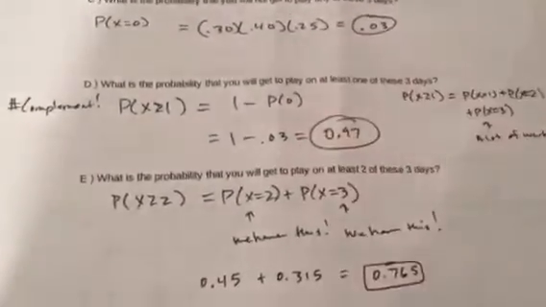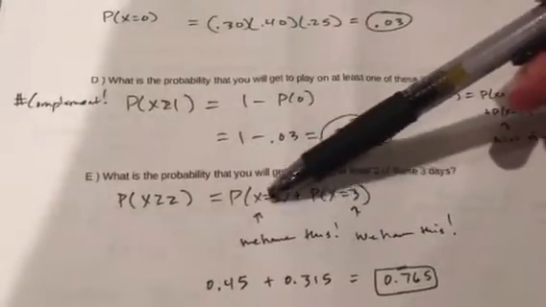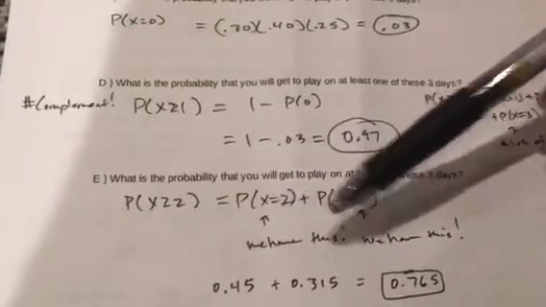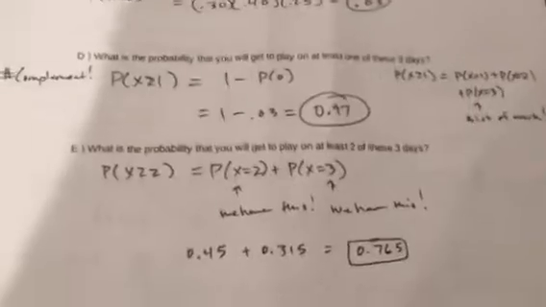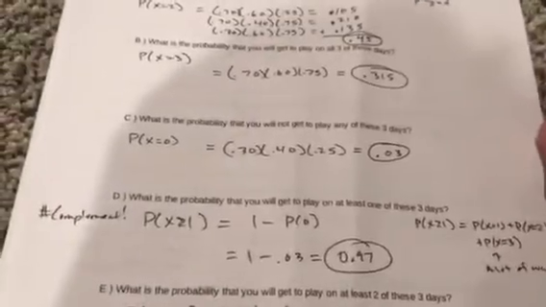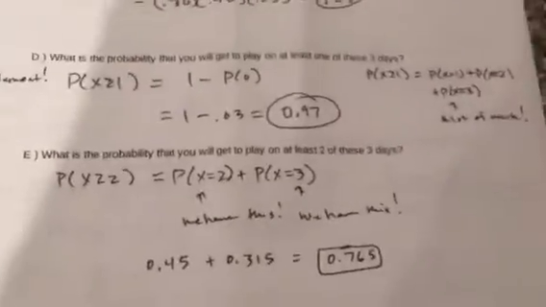What's the probability that you get to play on at least 2 of these days? So that's the probability that you play exactly 2 days plus the probability you play exactly 3 days. And from earlier, we have that number right there, 0.45, and then that number right there, 0.315.